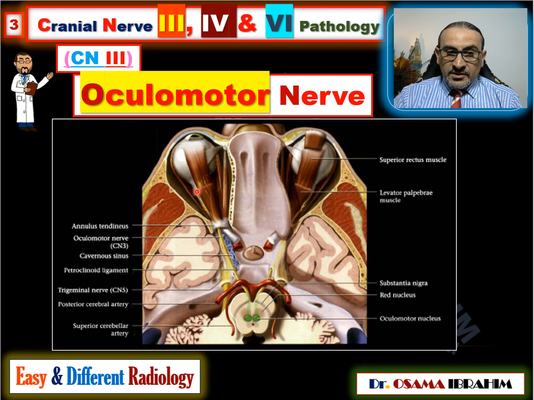The first cranial nerve today is cranial nerve 3, the oculomotor nerve. As we see here, this is the midbrain, which looks like Mickey Mouse ears. Two cranial nerves arise from this midbrain. One of them is the oculomotor nerve. The oculomotor nerve is directed anteriorly toward the superior orbital fissure to supply most of the extraocular muscles, as I will mention later.